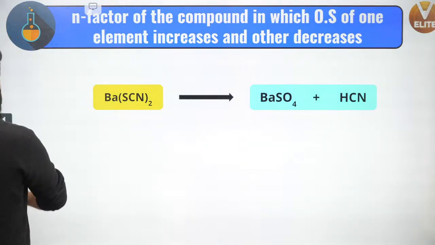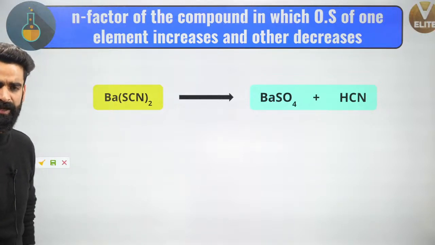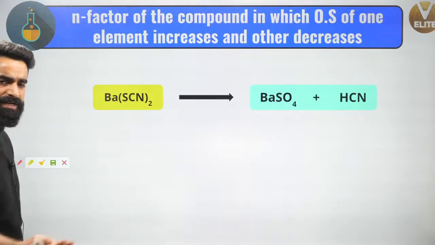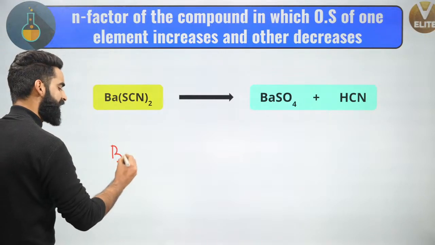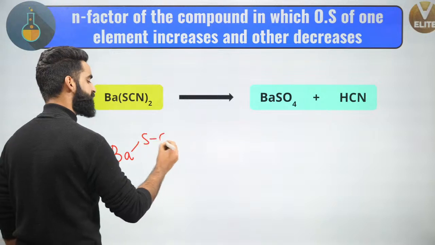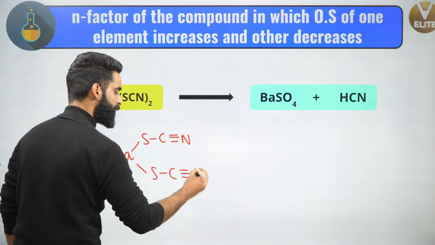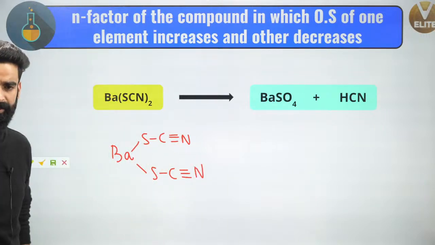People, do you remember in the last session I gave you the structure of this Ba(SCN)2? Do you remember that in the last session I gave you a structure? The structure was something like this. This was Ba, this was S, this was C, this was triple bond N, this was S, this was C, this was triple bond N. Yes, this is my Ba(SCN)2, correct?